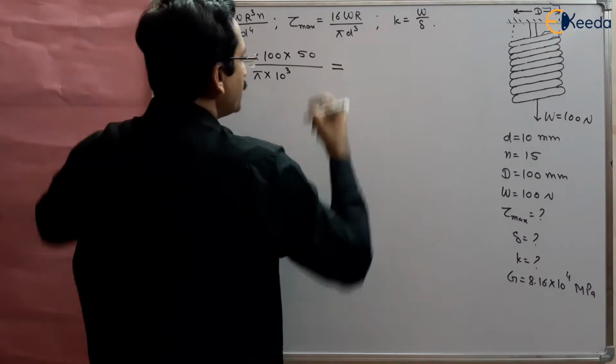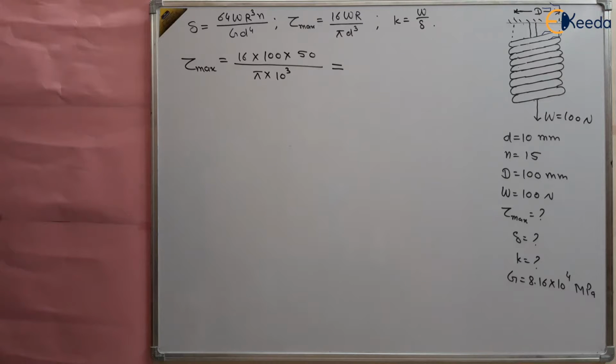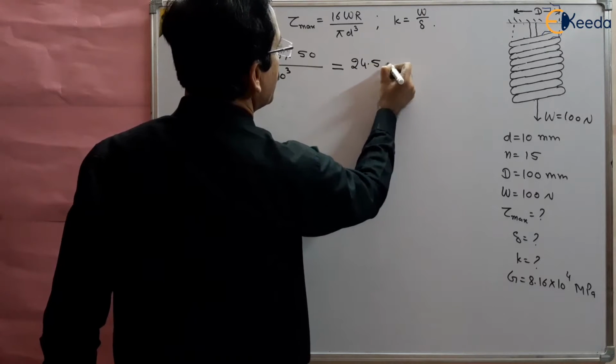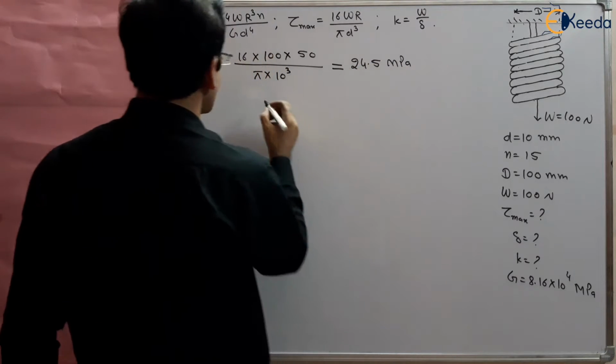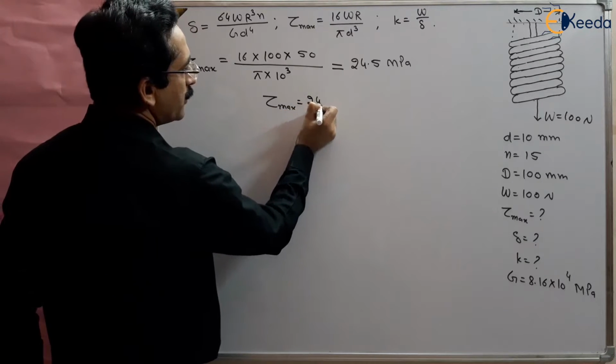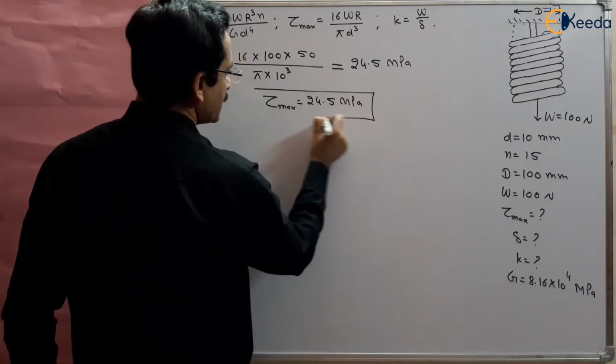The units are millimeter, so the answer will come in megapascal or Newton per millimeter square. So solve it, and the maximum shear stress in the material will come out to be 24.5 megapascal. So tau max is 24.5 megapascal. This is the first answer of this question.